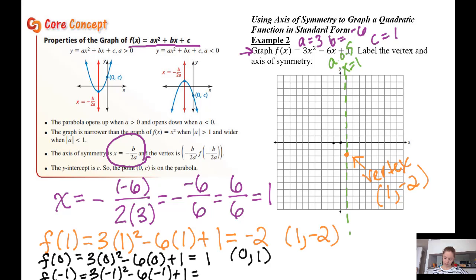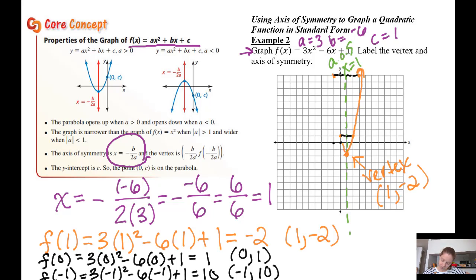Negative 1 squared is 1 times 3 is 3. It's going to be 3 plus 6 is 9, plus 1 is 10. So negative 1 comma 10. Okay, so I have 0, 1, and negative 1, 10. This point is 2 to the left of the axis of symmetry, so 2 to the right is another point on the parabola. This one is 1 to the left, so 1 to the right is another point.